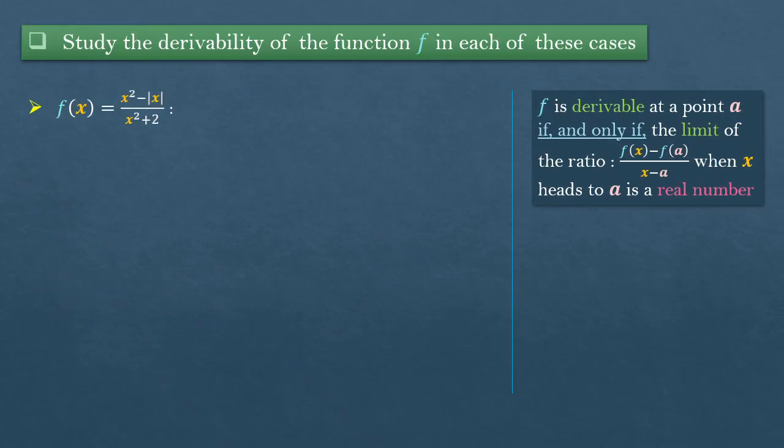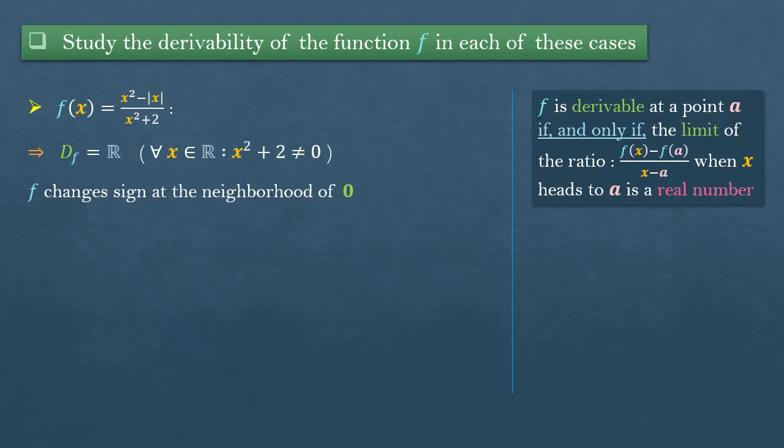So now that the image of our function is equal to (x squared minus the absolute value of x) all over (x squared plus 2), we will quickly notice that the domain of definition of our function f is equal to the set of the real numbers R, as the expression x squared plus 2 is always different from 0, as it is strictly greater than 0 for every real value of the variable x. And once again, as our function f changes its sign in the neighborhood of 0, we will study its derivability on the left and on the right of the point 0, each case individually.